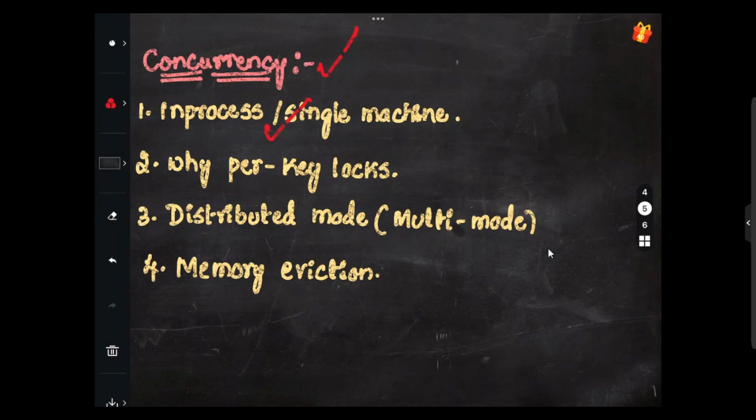The next question is why we are going with per-key locks here. Primarily, it reduces the lock contention compared to a global lock, right? If keys are skewed, skewed in the sense of a hot key.